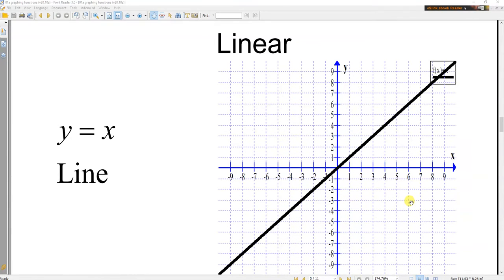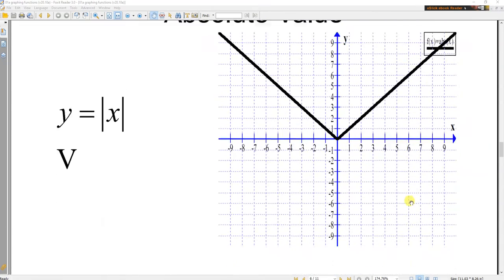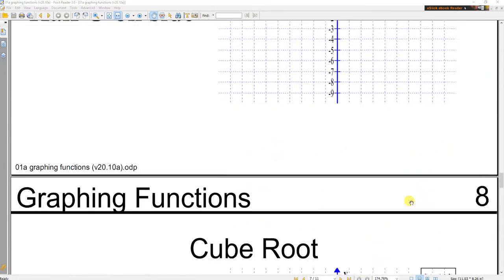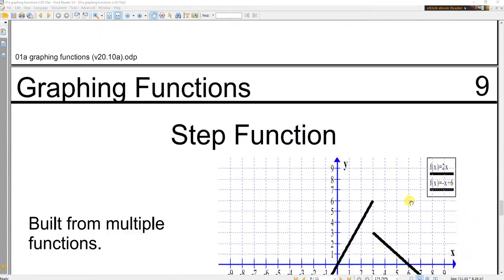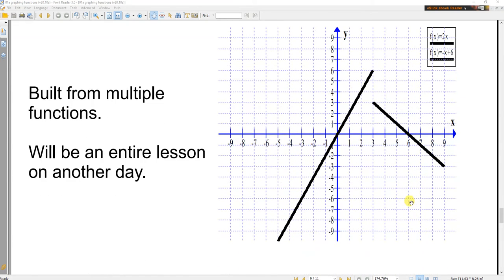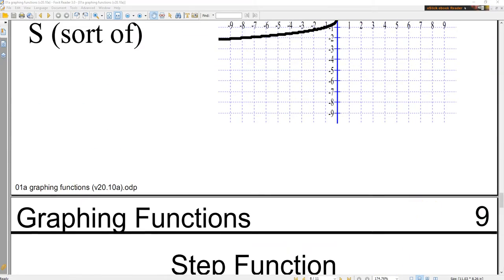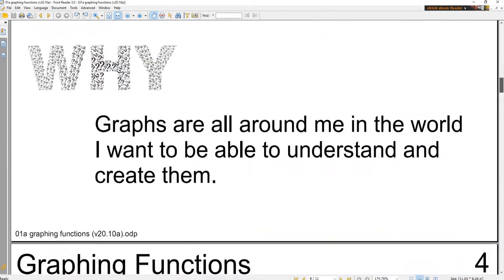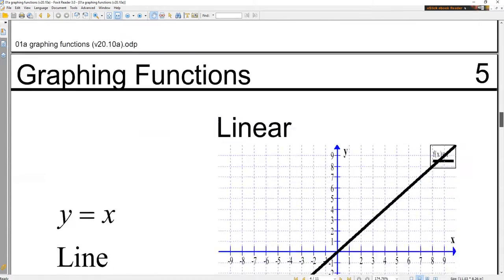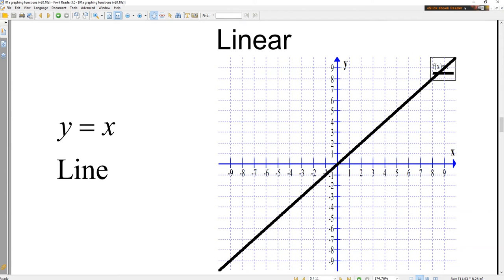All right, so here's our first one, y equals x. So we're going to have a linear today, an absolute value today, a square root today, a cube root today, and we're not going to do a step function. So we got 4 functions that we're going to work through today. And let's start with our most basic one, the linear.